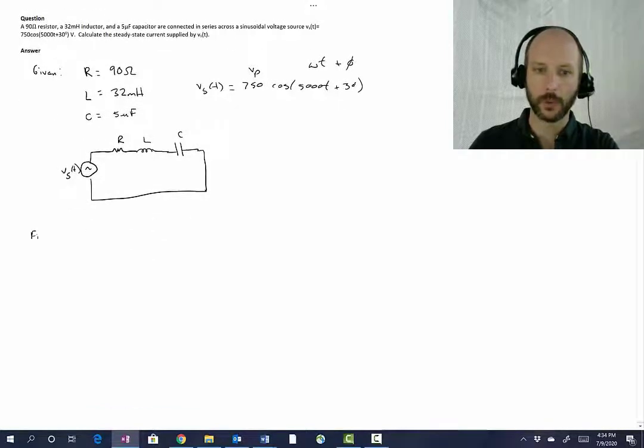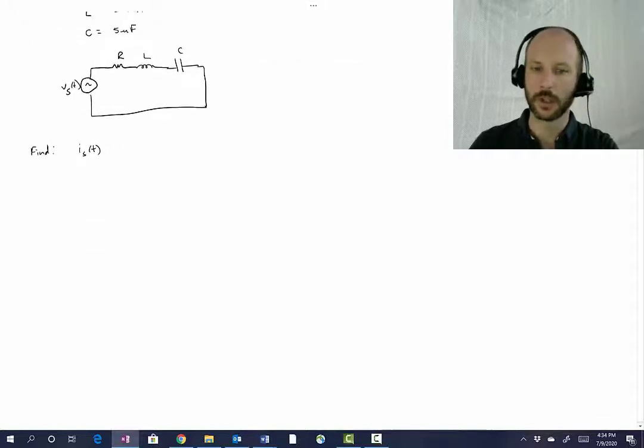So what we've done here is we've just summarized all the givens and we've drawn a little circuit schematic. Next is to write down the finds. What is it that the problem is asking us to solve for? Verbally we were asked to solve for steady state current. Steady state current is a time domain expression, so we write that as I sub s of t, where the s I'm just using to indicate supply. The next step is the solution. This is where we solve the problem.